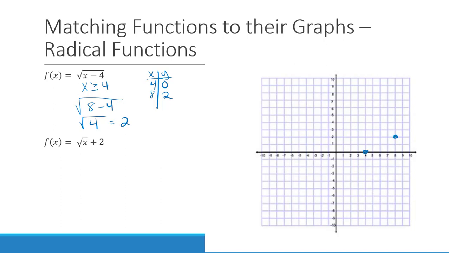Now, when you graph radicals, square roots, cube roots, etc., they have this curved shape, so they either curve off to the right or curve off to the left.